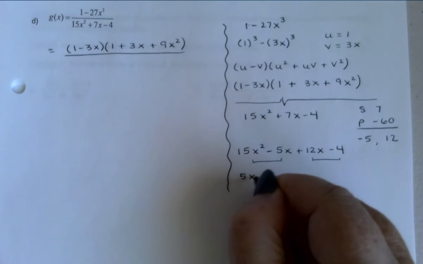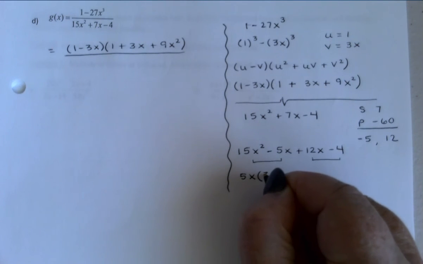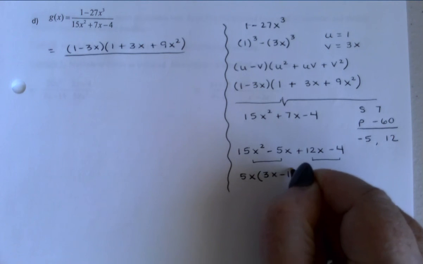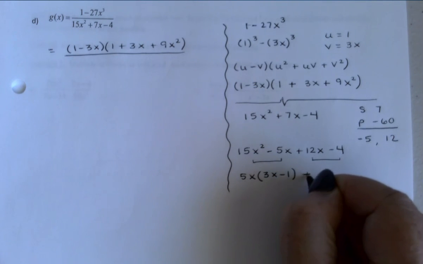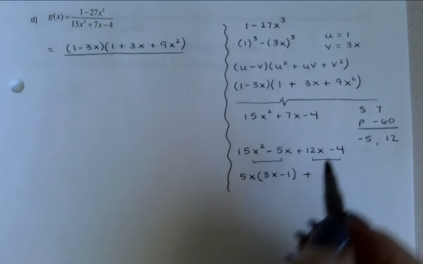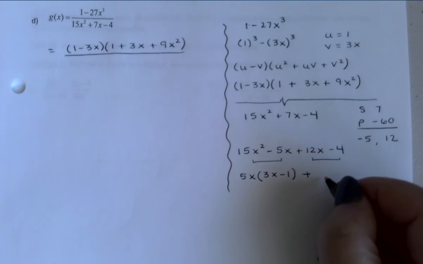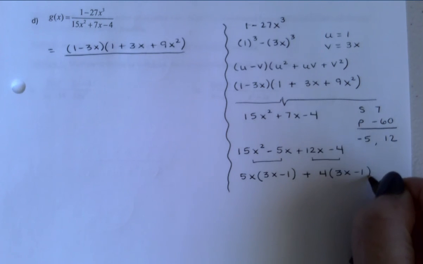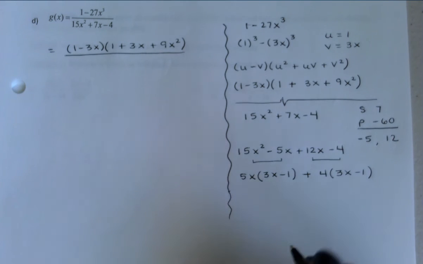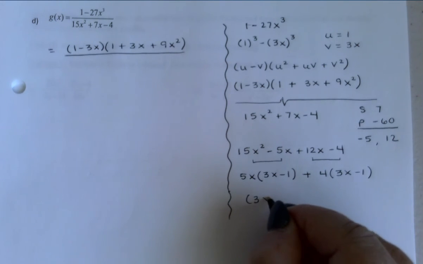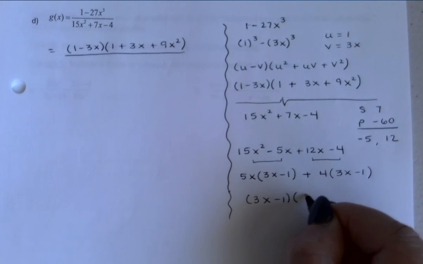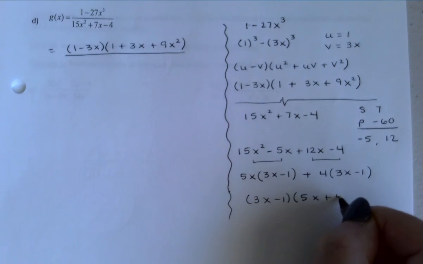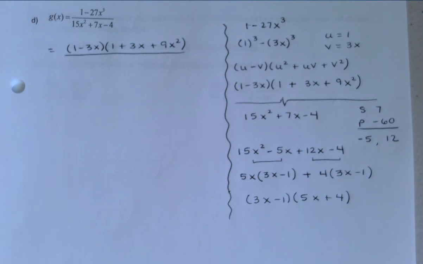Factor out a 5x, and I get 3x minus 1. Plus, over here I could factor out a 4. I'm also going to get 3x minus 1. So I have 3x minus 1 times 5x plus 4. And I'll put that in my denominator.